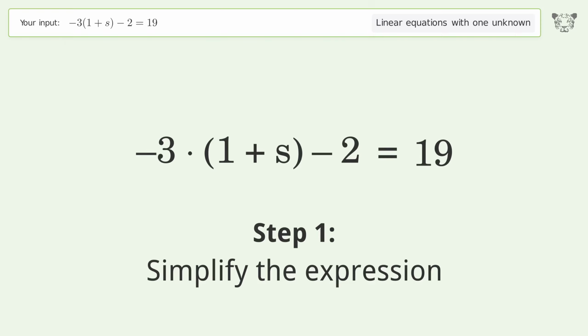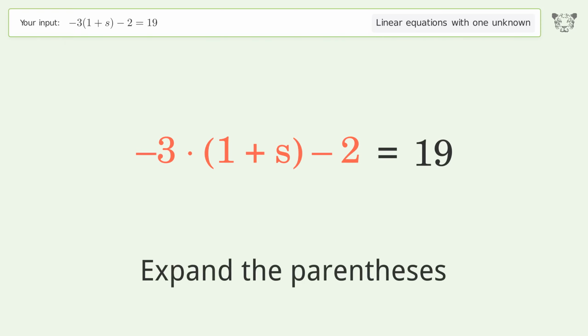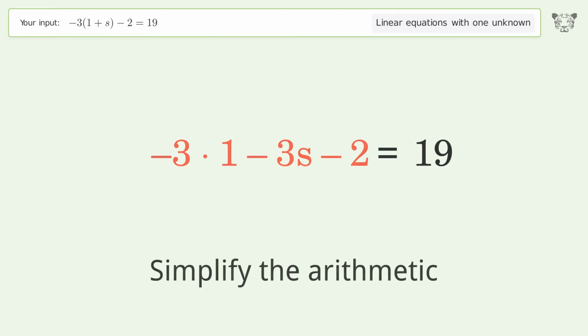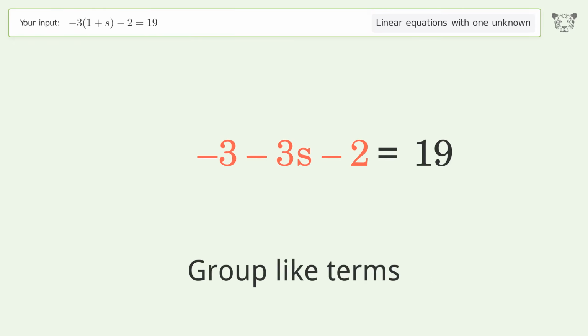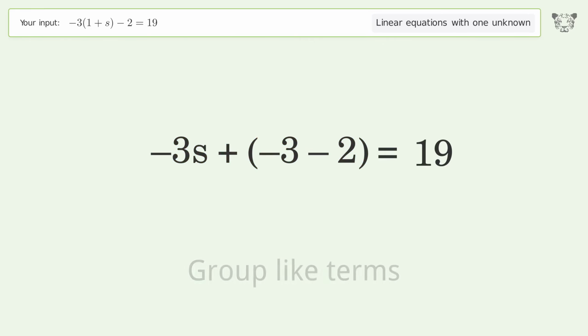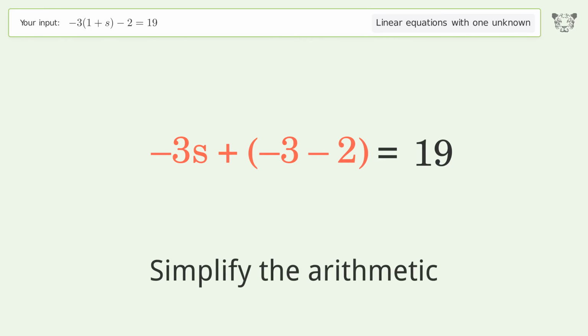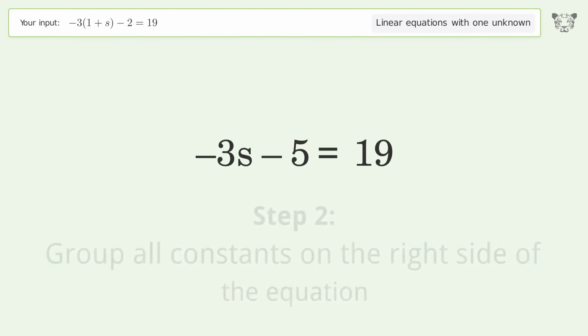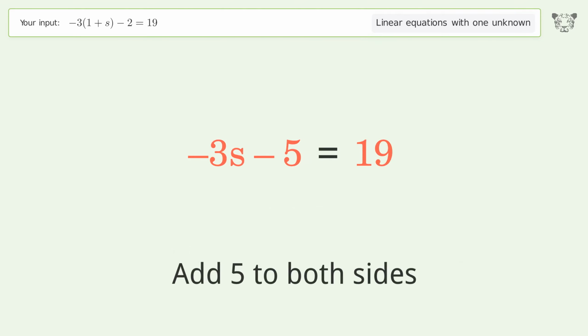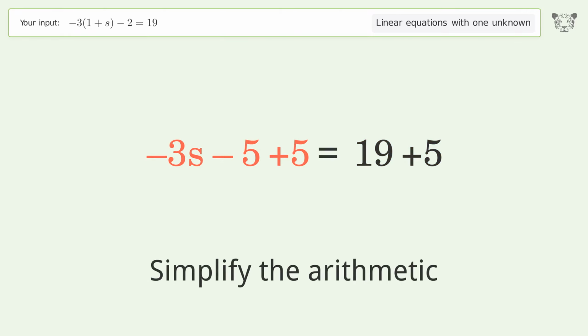Simplify the expression. Expand the parentheses. Simplify the arithmetic. Group like terms. Simplify the arithmetic. Group all constants on the right side of the equation. Add 5 to both sides. Simplify the arithmetic.